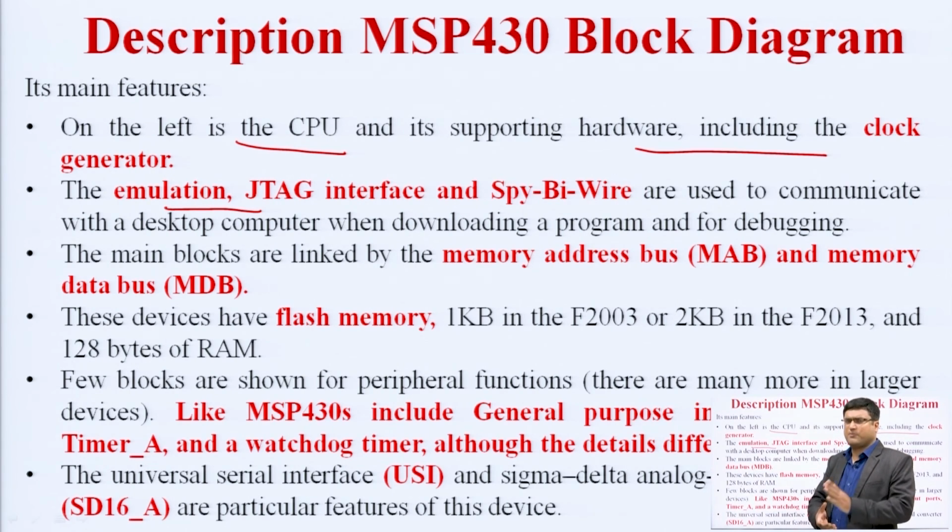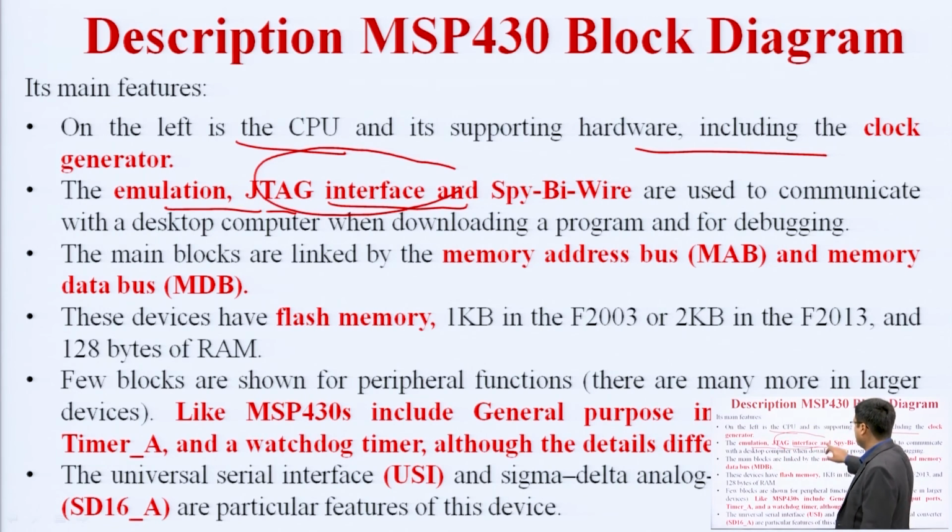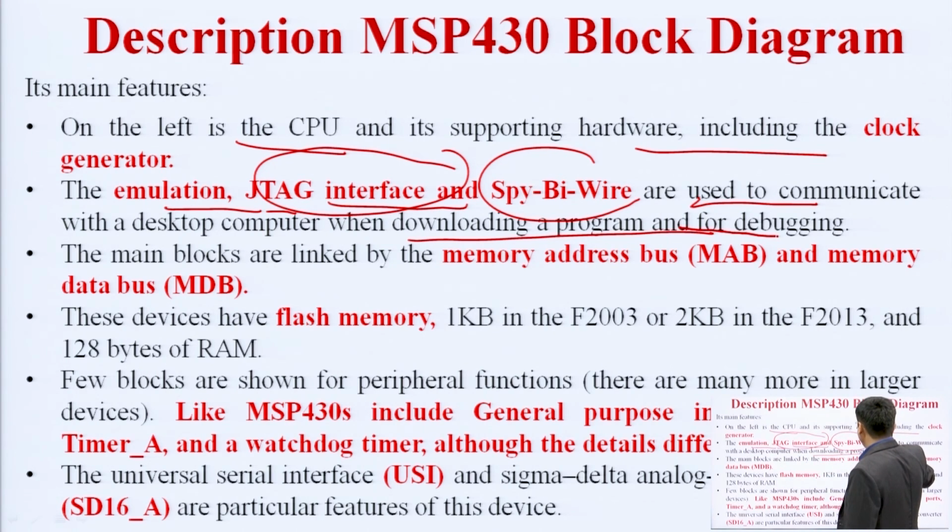So basically this is a piece of hardware and software through which, if we are running one program in our particular system, it can be generated by another computer. This will be done by the emulator. For testing the circuit we need the JTAG interface, and SPI wire cable. It is used to communicate with the desktop computer when downloading a program for debugging.